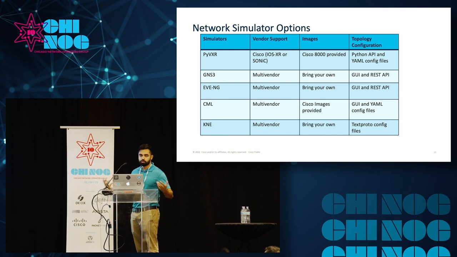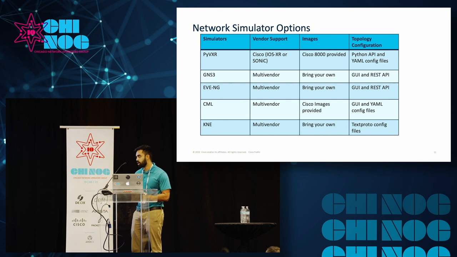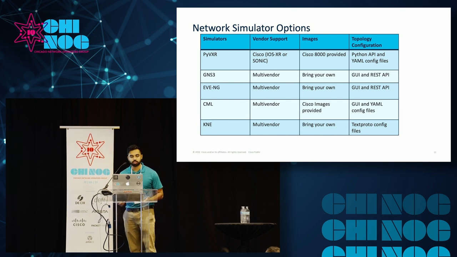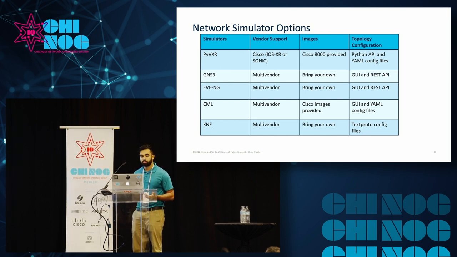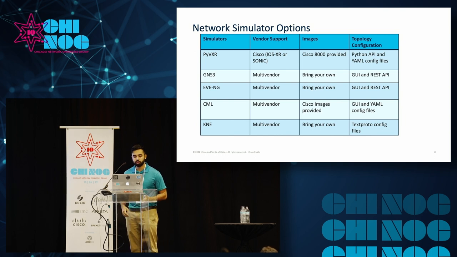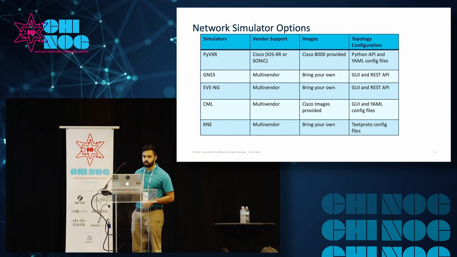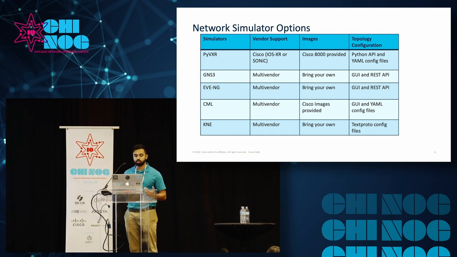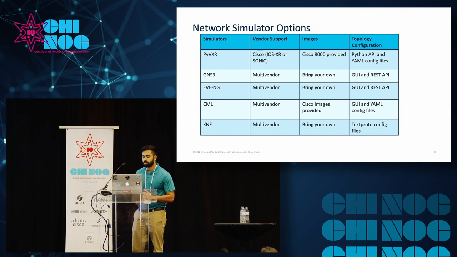So just an overview of these options that I just discussed. We have PyVXR, which supports Cisco either running IOS XR or SONiC as a network operating system. If you don't know, SONiC is an open source network operating system developed by Microsoft. The images of these virtual routers are provided for the Cisco 8000, and you can define the topology either in the Python API that I just discussed or with YAML configuration files.